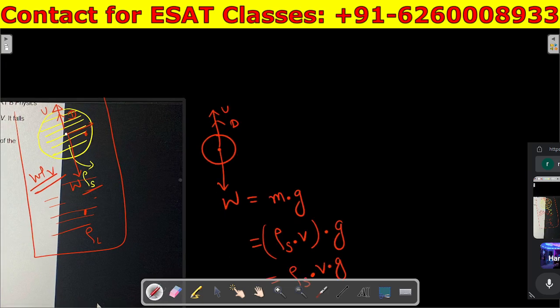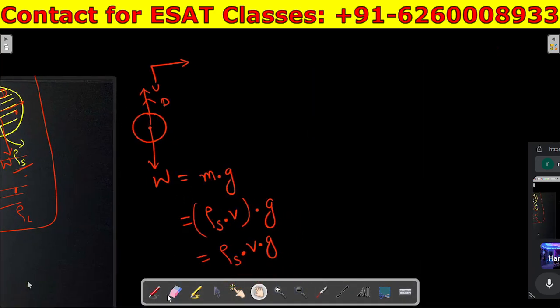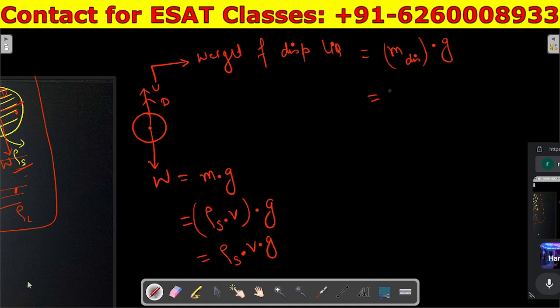Now think about the upthrust. Upthrust is the weight of displaced liquid. So the weight should be mass of displaced liquid into g. And how can we find the mass of displaced liquid? Mass is equal to density into volume. Density of liquid is equal to mass upon volume, so mass is density of liquid into volume.